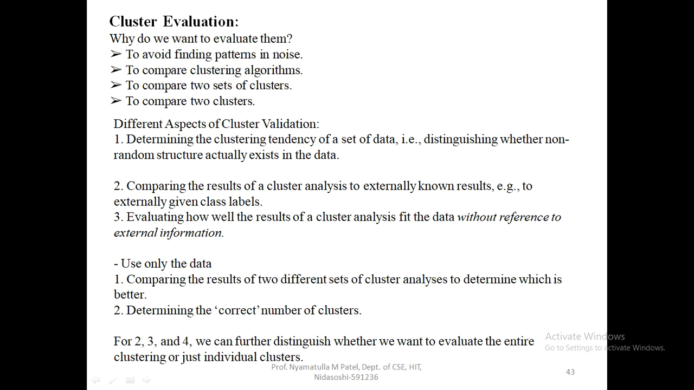Now, the different aspects of cluster validation. What are the different aspects that we need to consider whenever we go for cluster validation? The first is determining the cluster tendency of a set of data. What is that? It is distinguishing whether a non-random structure actually exists in the data or not. Once cluster validation is done, we can distinguish whether the data present is random or has a proper structure.